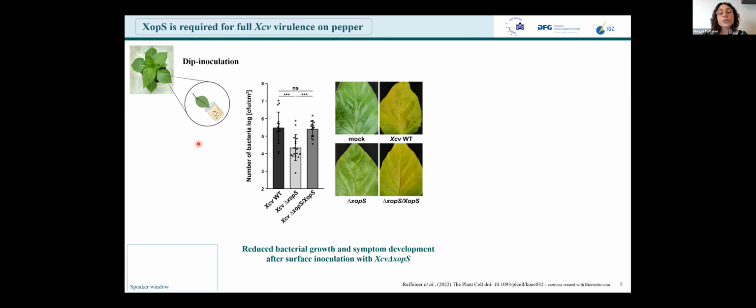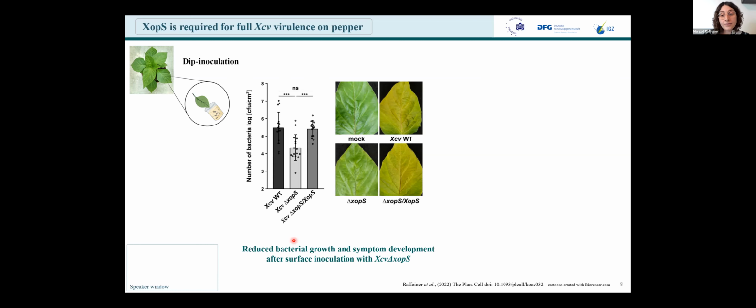So first of all, we could confirm that indeed XOP-S is responsible for disease symptom development, as shown here. Bacteria lacking the translocation of the XOP-S effector protein do not cause severe disease symptoms on susceptible pepper plants, while XCV strains that do translocate this effector clearly do. But on the other hand, we saw a completely different picture from what was observed before when looking at the bacterial performance.